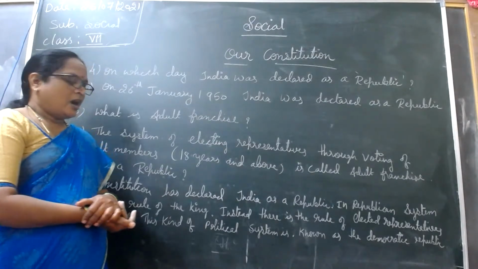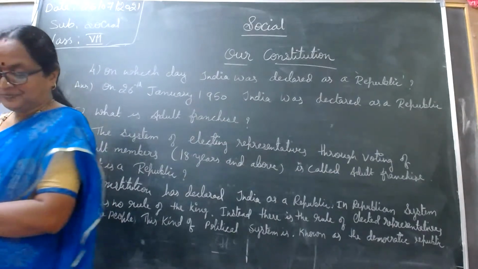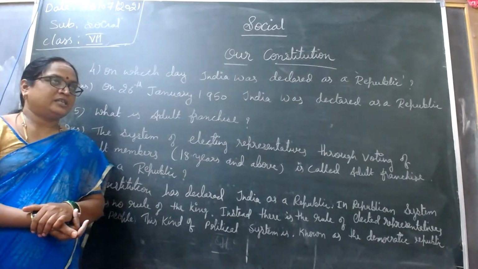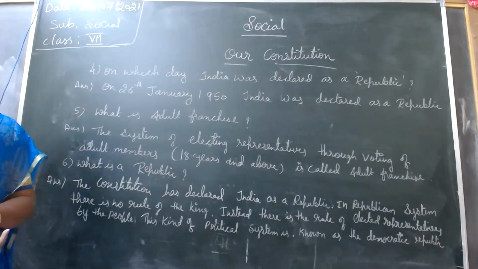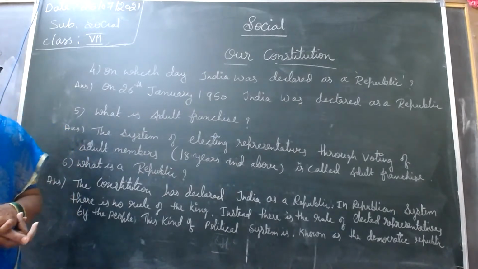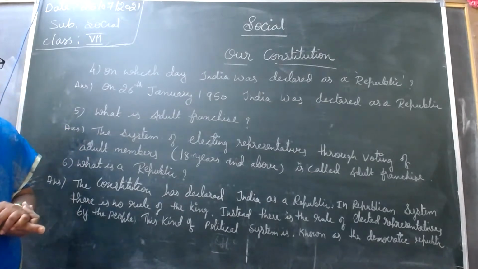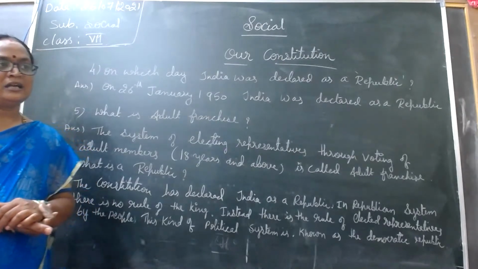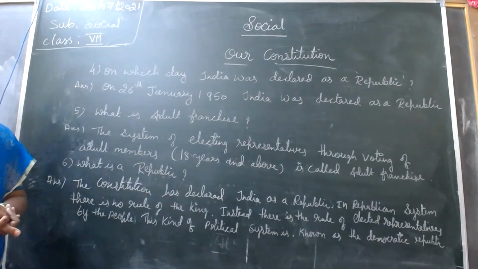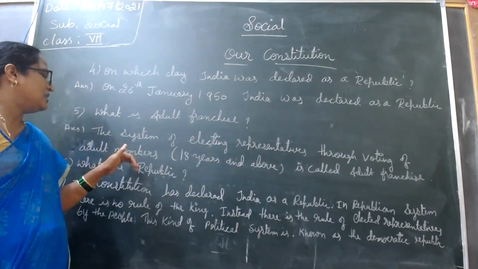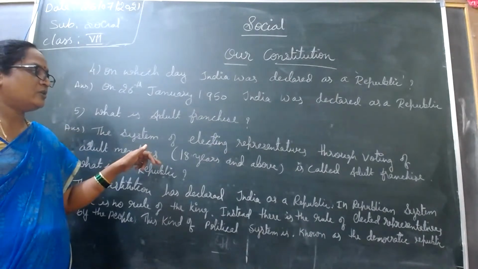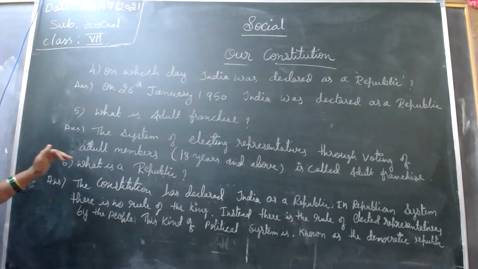What is adult franchise? The system of electing representatives through voting of adult members. Adult means those who have completed 18 years and above. For them we say adult. So this is called universal adult franchise. Once again, the system of electing representatives through voting of adult members, 18 years and above, is called adult franchise.